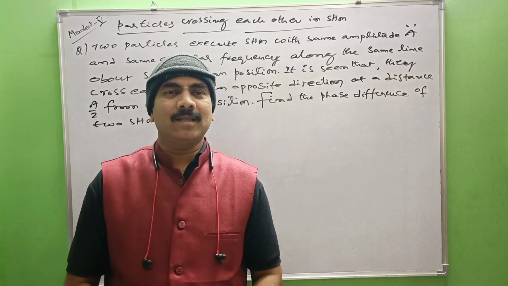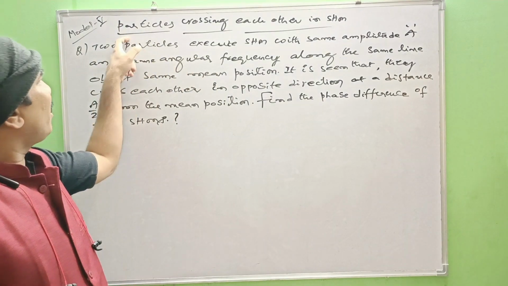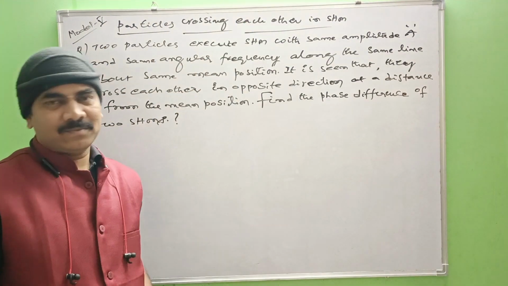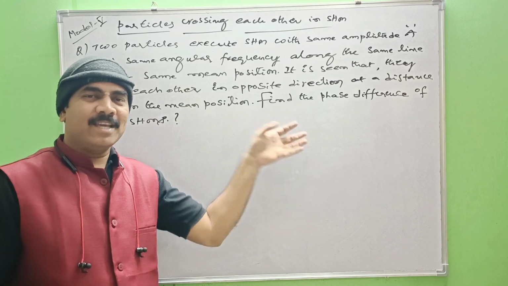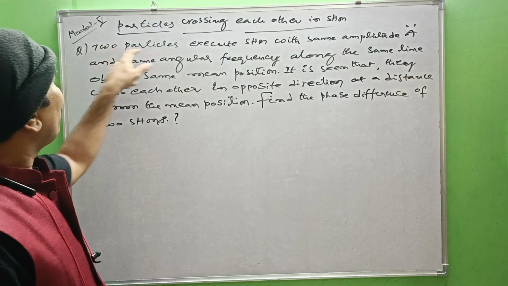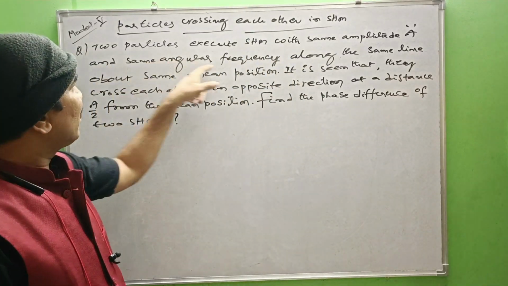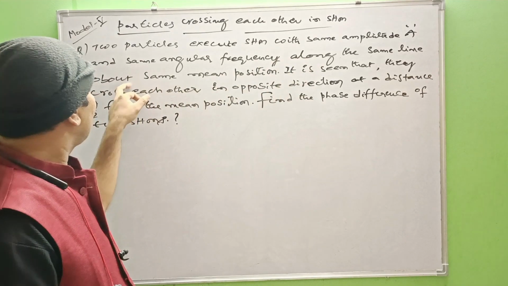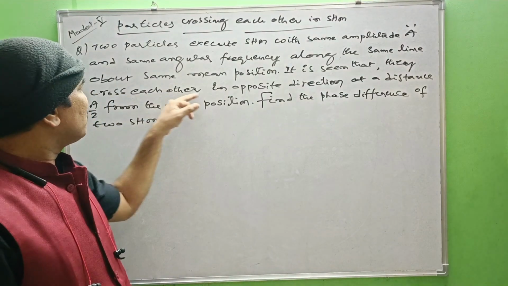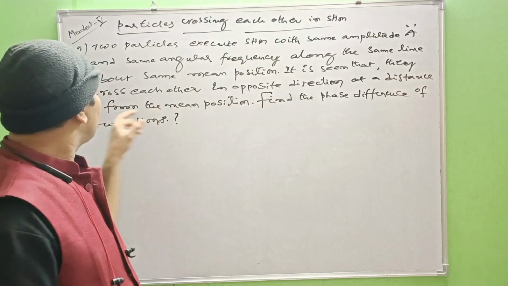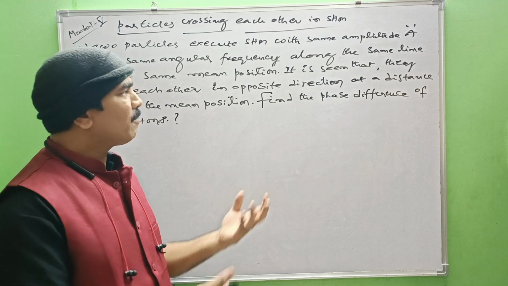Okay, right. Now model number 5. What is that model? Particles crossing each other in S.H.M. You can find this kind of question in NEET as well as JEE. See here, two particles execute S.H.M. with the same amplitude A and the same angular frequency along the same line about the same mean position, right? It is seen that they cross each other in opposite direction at a distance a by 2 from the mean position. They cross each other in opposite direction.